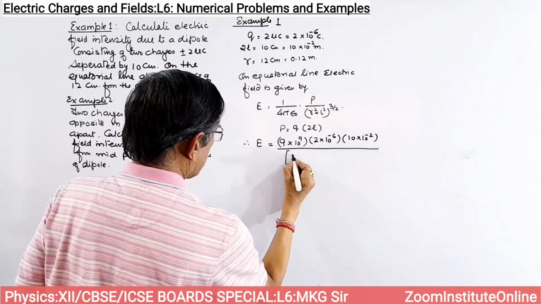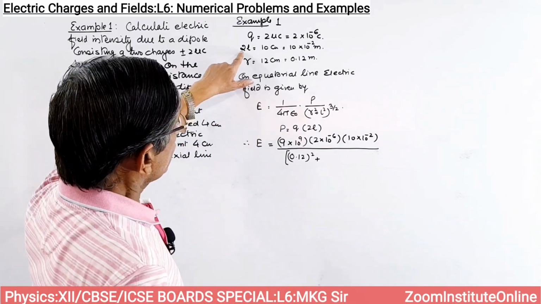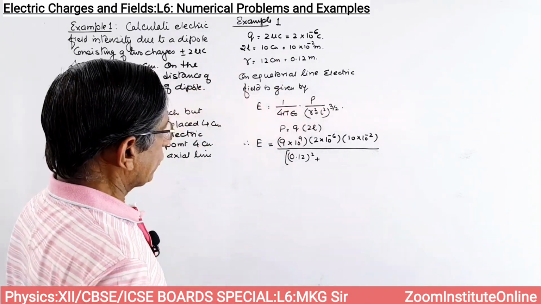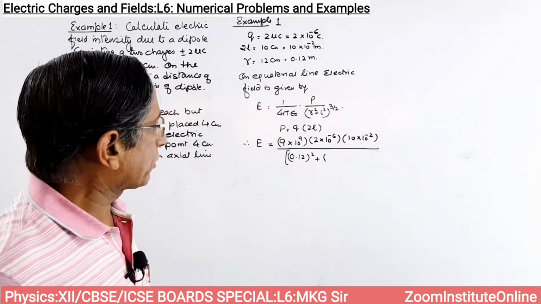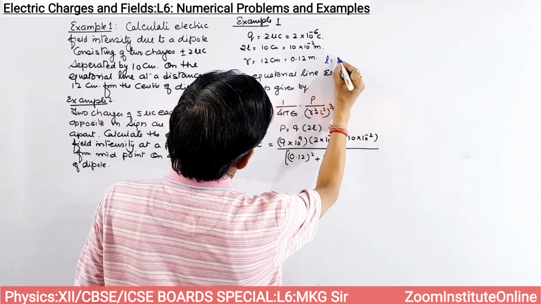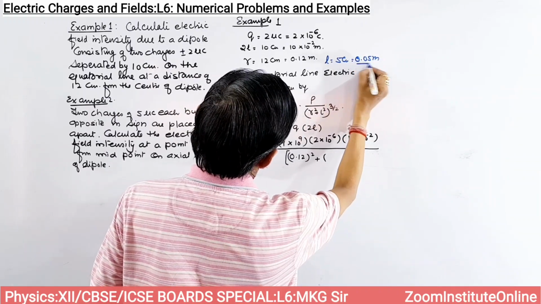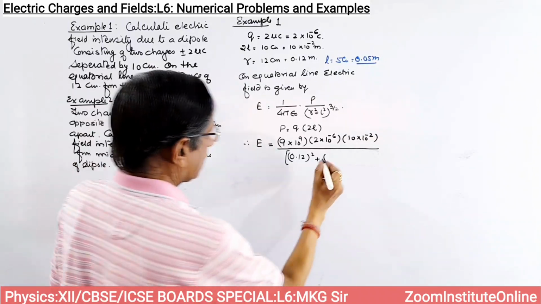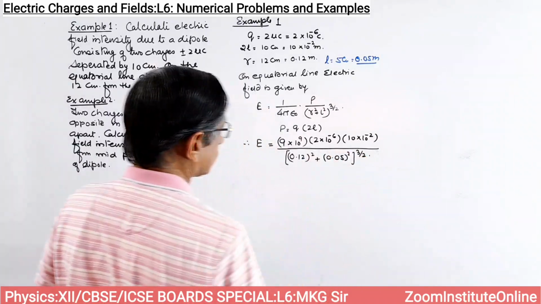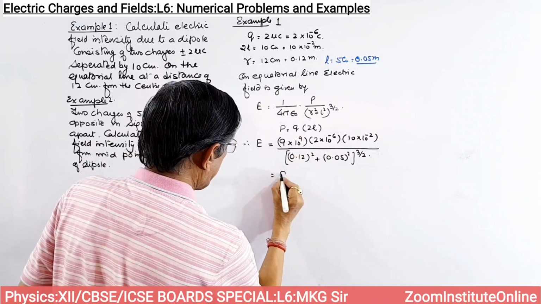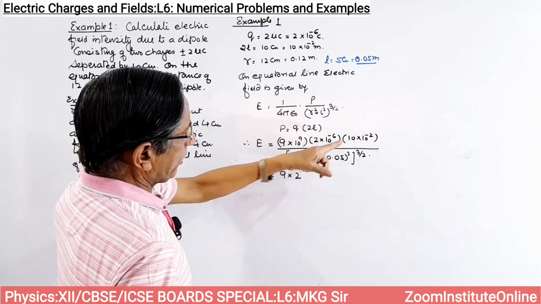So, R is equal to 0.12, square, plus L square. Students, 2L is equal to 10 centimeter, that is why L is equal to 0.05, or you can say 5 centimeter. L is equal to 5 centimeter or 0.05 meter. So, you can say here 0.05 square and whole to the power 3 by 2, and the numerator is 9 into 2, 10 to the power 9, 10 to the power minus 6, 10 to the power minus 2.